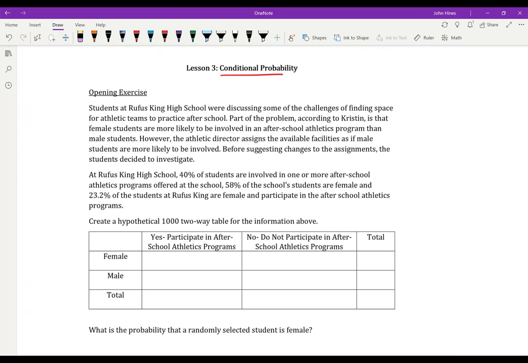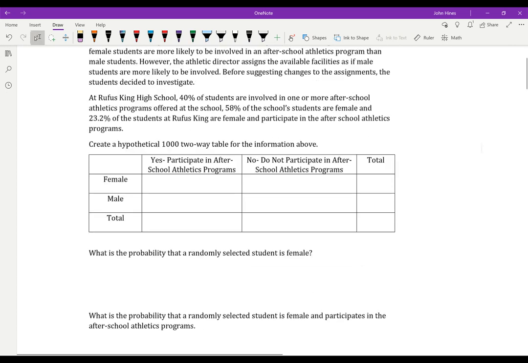Students at Rufus King High School are discussing some of the challenges of finding space for athletic teams to practice after school. Part of the problem, according to Kristen, is that female students are more likely to be involved in after-school athletics programs than males. However, the athletic director assigns available facilities as if males are more likely to. Before suggesting changes, the students decide to investigate. We have a little investigative reporting going on here.